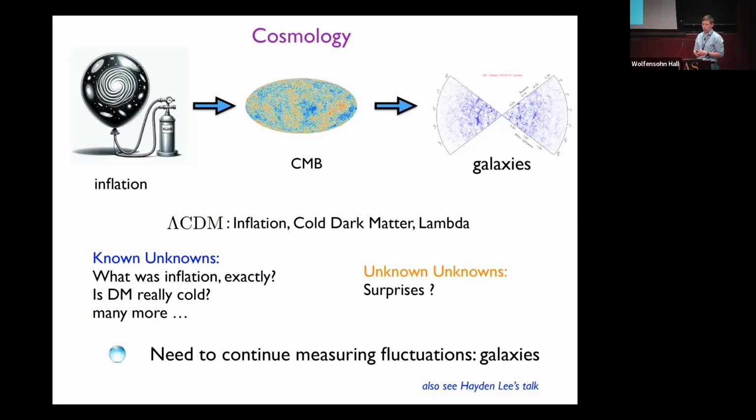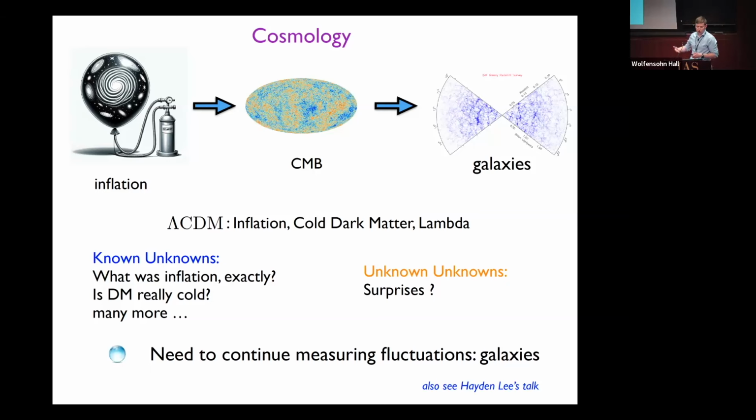So things we know we don't know. We don't know what inflation was exactly. We don't know if dark matter is really cold. And it would be good to understand this. And also, of course, we hope for some unknown unknowns, so things we don't know we don't know. Those are surprises in data, something that will pop up and totally destroy this nice and coherent picture that we have.